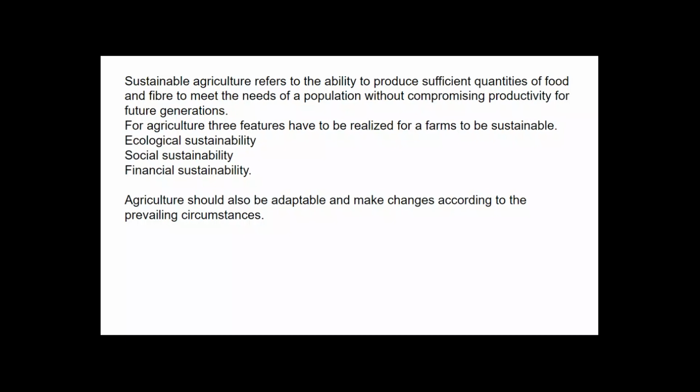And for agriculture, three features have been realized. It must be ecologically sustainable, socially sustainable, and financially sustainable. And it should also be able to adapt to make changes according to prevailing circumstances, which might be changes in the climate, or changes in what people want to eat.